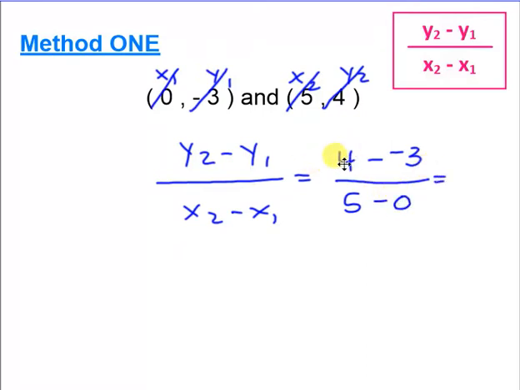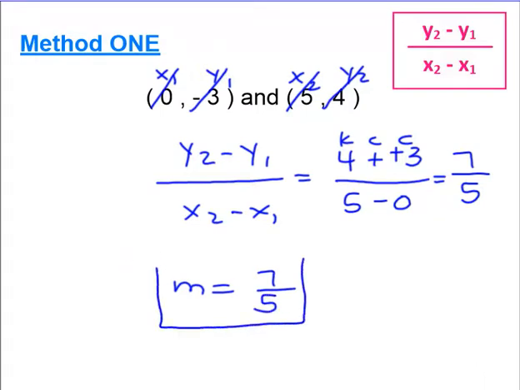Okay, so here again we have this minus and this negative. So remember, keep, change, change. 4, and then change that to positive, and change this to +3. So that's going to be 7 over 5. So m equals 7 over 5.